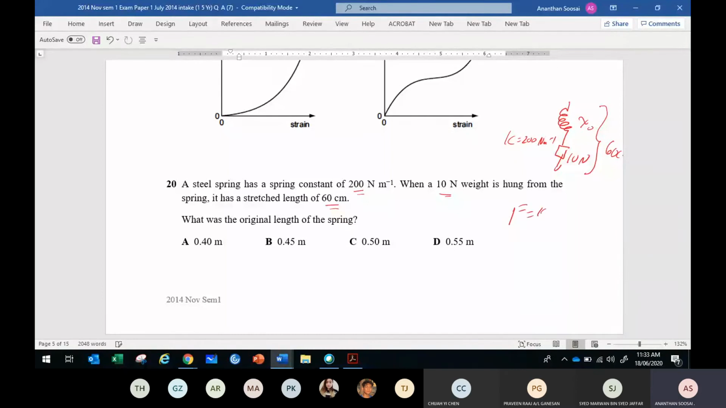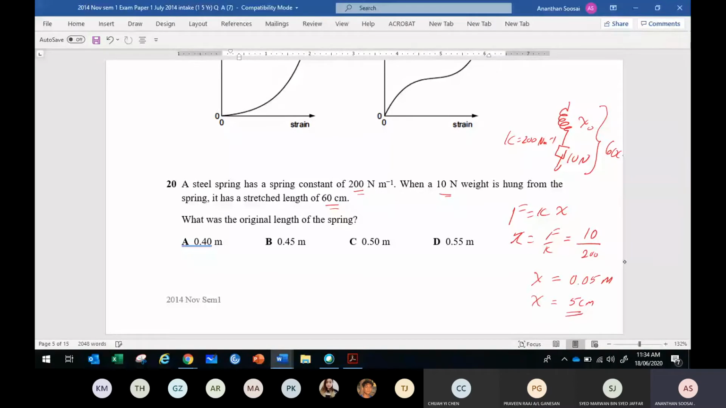So use F equals Kx. Find the extension first. So extension should be F over K. F is how much? 10. Then K is how much? 200. So the extension alone should be how much? Cancel. What do you get? 0.05. 1 divided by 20, you get 0.05 meter. So in centimeter that is 5 cm. So the extension alone is 5 cm.